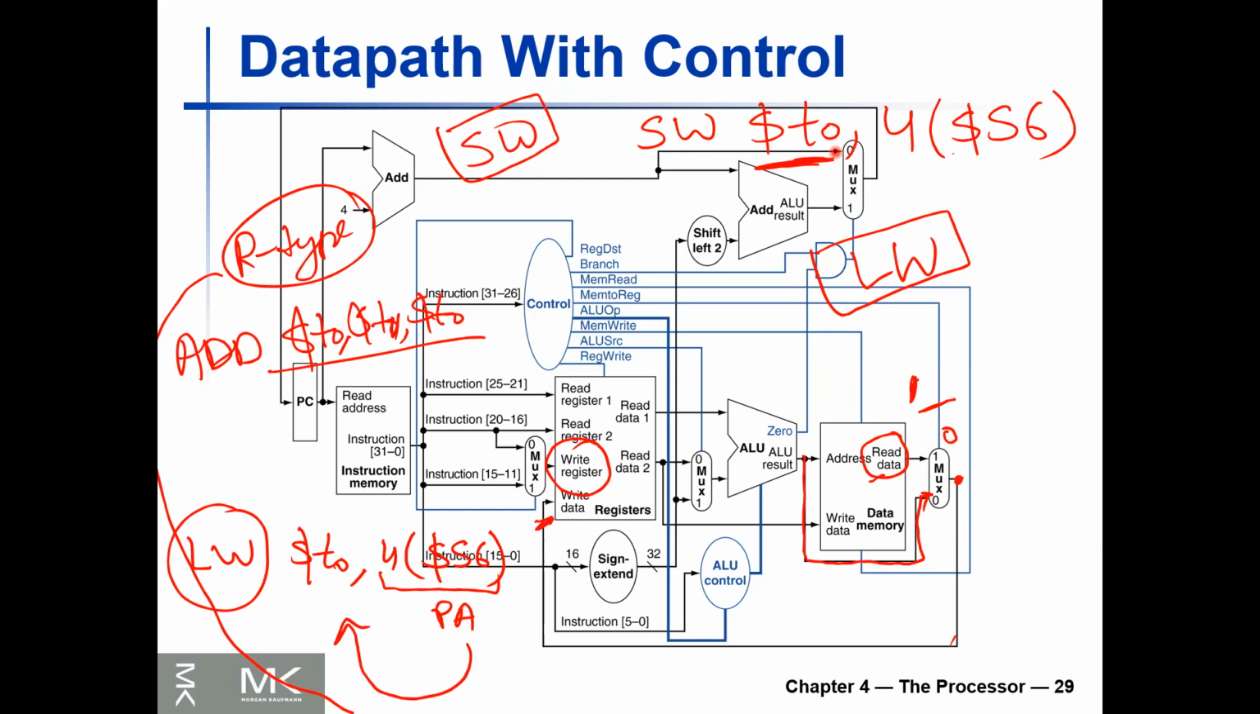So what do you think? What should be the value of this signal memory to register? Should it be don't care or not? Yes. Neither 0 nor 1 we have to choose this time. That's why it should be don't care. Exactly. You get my point.